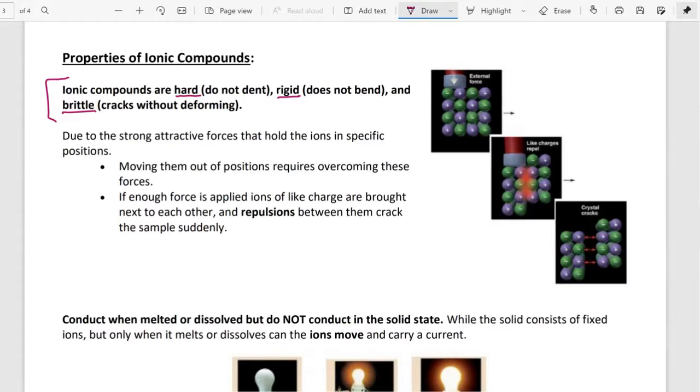This is much different than when we talked about metallic solids, which are malleable and ductile. And that's because of the ions that are involved with ionic compounds. There are strong attractive forces between them. When you're moving them out of position, that requires overcoming those forces, so there's going to be some energy involved. And if enough force is applied, ions of like charge are brought next to each other, and then there's a repulsion that occurs between them.